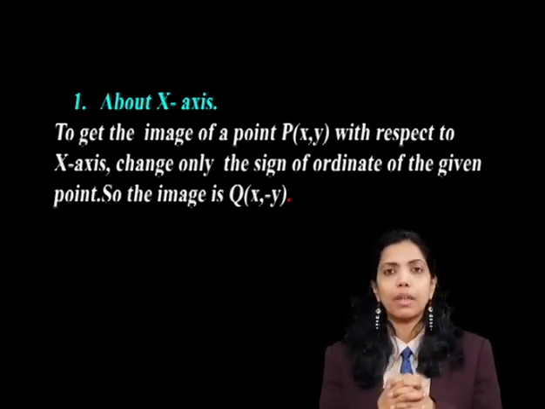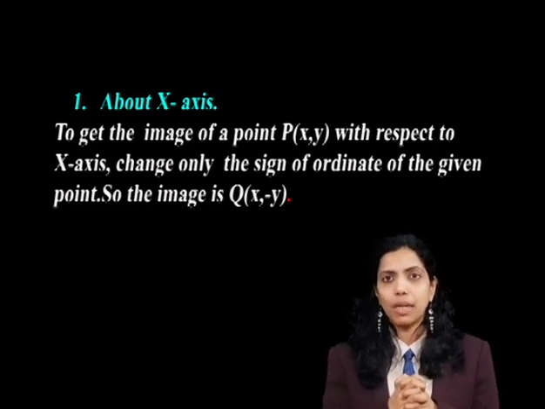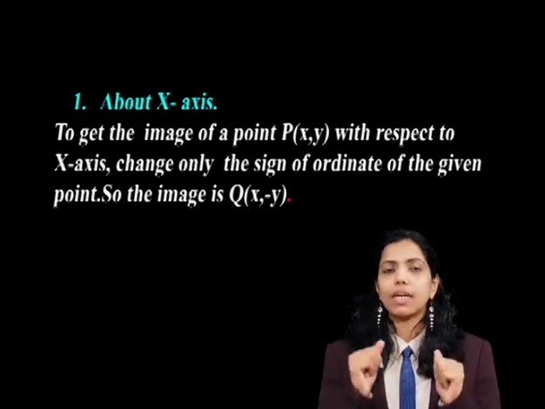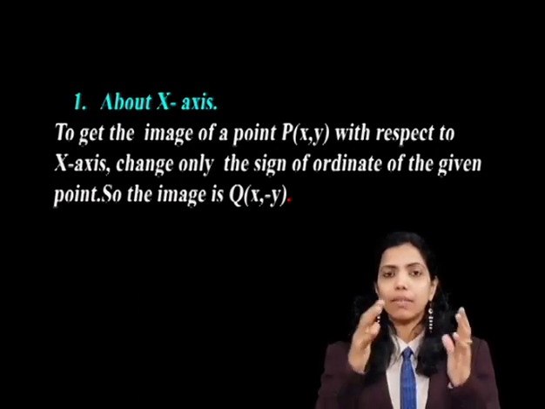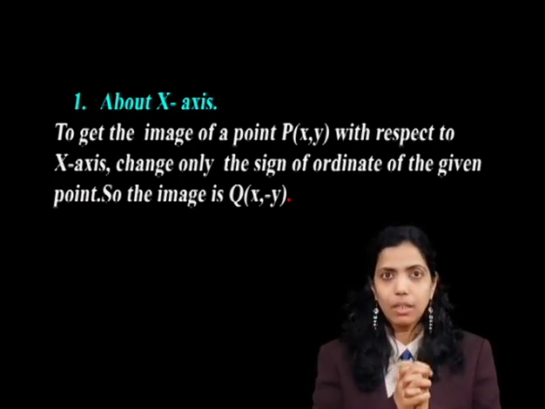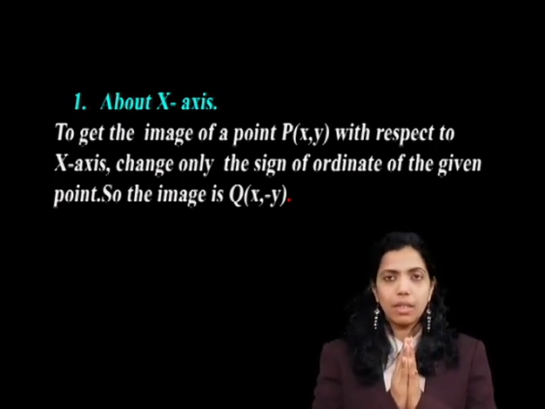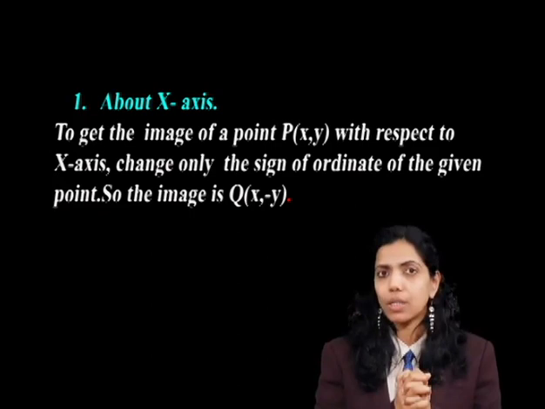So what will happen if you are considering P of x, y and the x-axis as the mirror line? Change only the sign of the ordinate. So nothing will happen for the x coordinate. There is no change for the x coordinate. Keep it as itself, x. Then what will happen for the ordinate, or y coordinate?